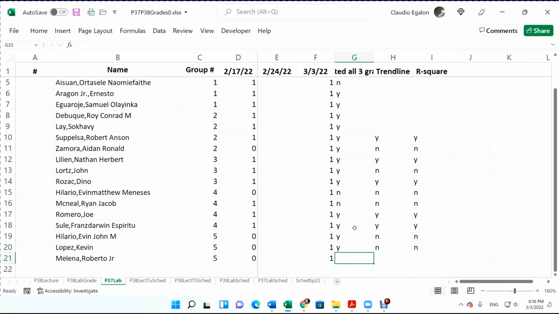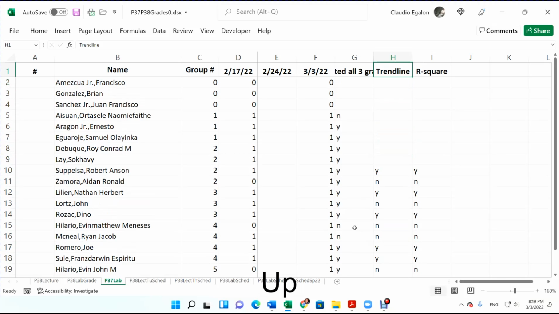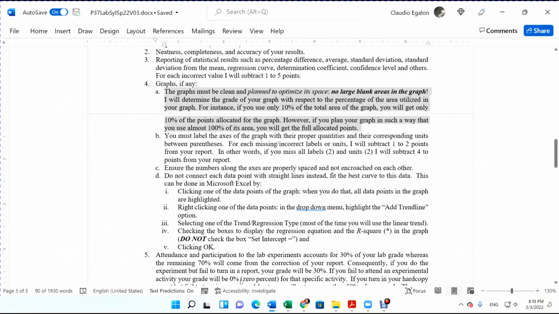Roberto Melena. Yeah, so all of them. All the three graphs only? Three graphs, a trend line, and the R square. Okay. So interface with your group members, help them out. I'm gonna walk you through the trend line again, okay? And again, don't forget, it's all spelled out in the syllabus, okay?